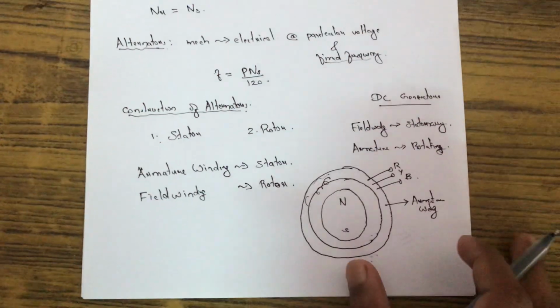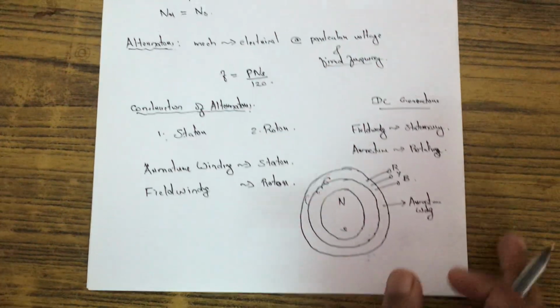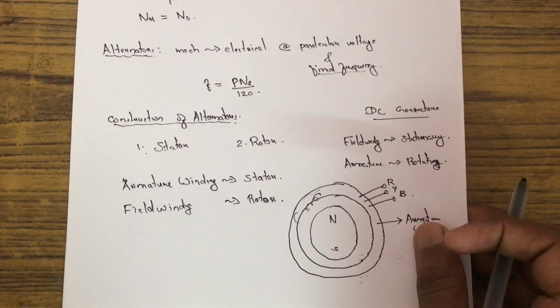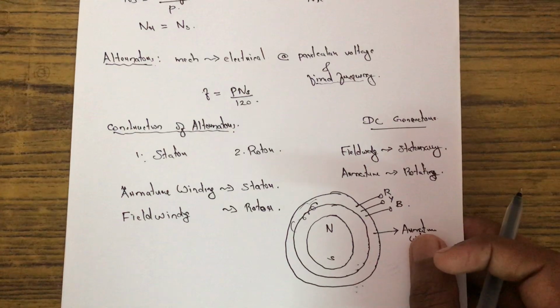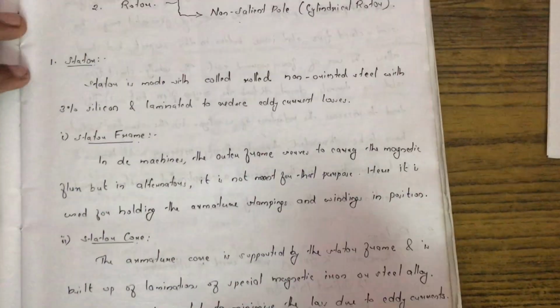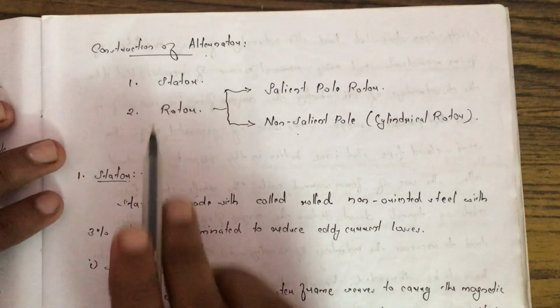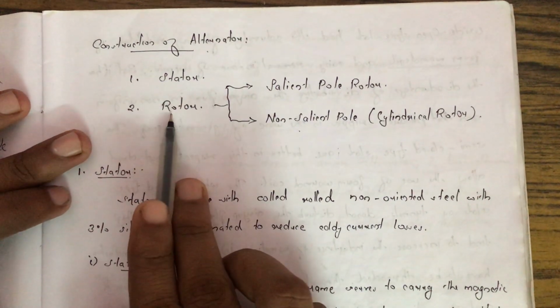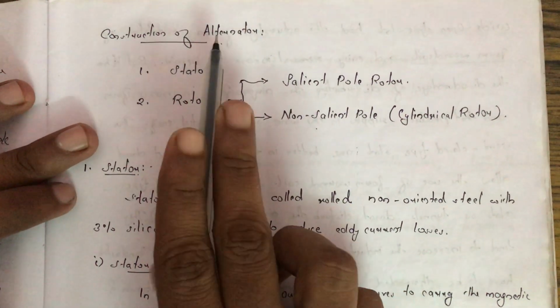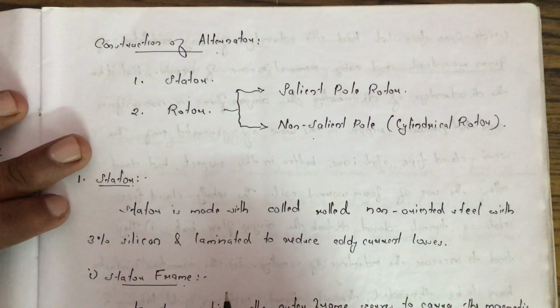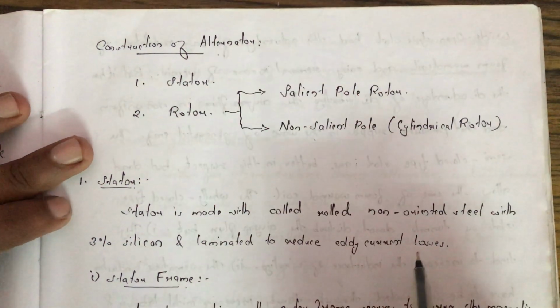Let us go into details with the stator and rotor of the alternator. In the construction details of the alternator, it consists of stator and rotor. According to the rotor construction, alternators are again classified into salient pole alternator and non-salient pole alternator.